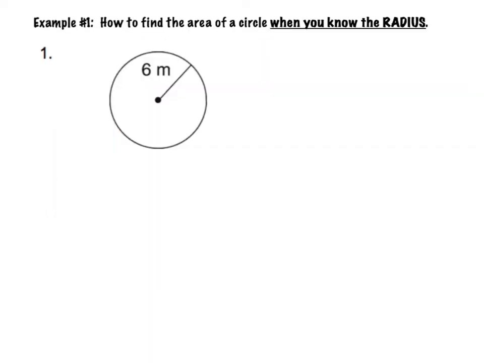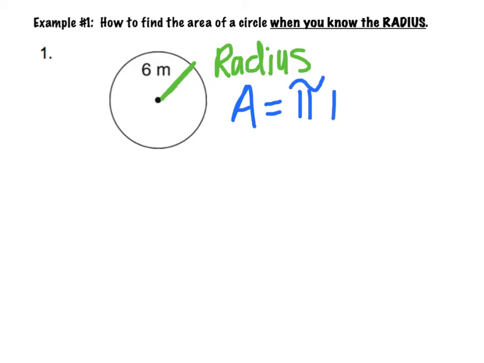On your notes page, this is example 1. You have a circle, and right now it is labeled from the center out to the edge. That is called the radius. And if you think back to the last page, it said to find area, you should use this equation: pi r squared. Again, I don't like to write it that way because sometimes people get messed up on the r squared. So I'm going to write it the way I like to.